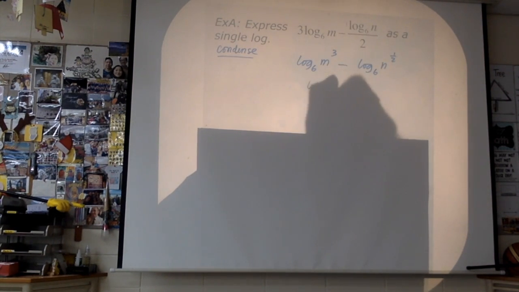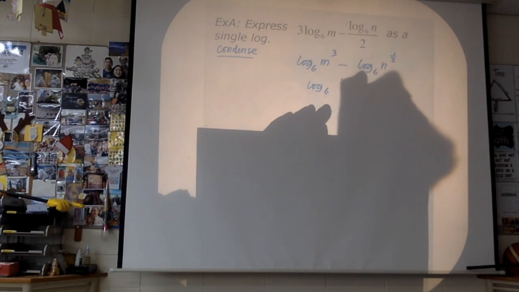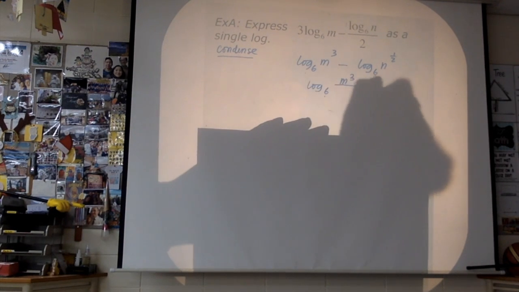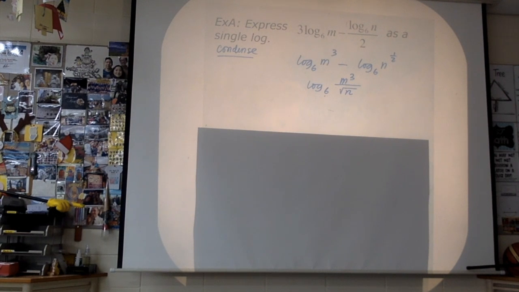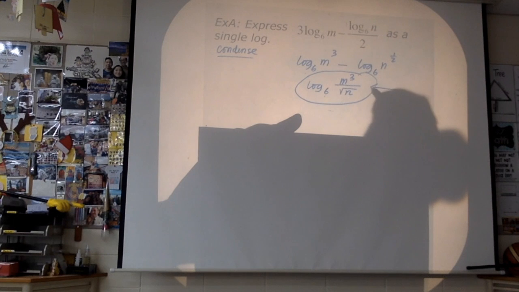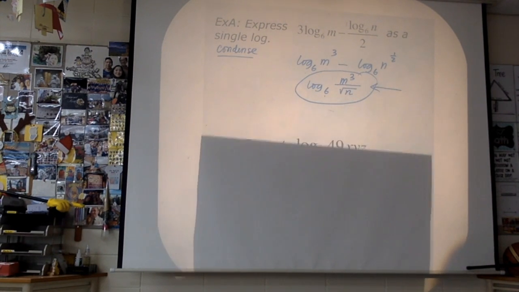So we get log base 6 of m cubed minus, so it must be the quotient rule, over the square root of n. And we're done, okay? Now in this case, it's okay if you leave this, don't rationalize this. It's okay if you just leave it like that, okay? All right, let's go to the next one.